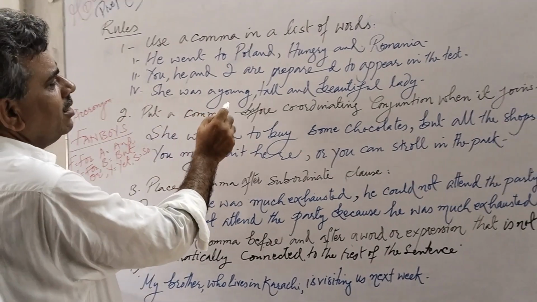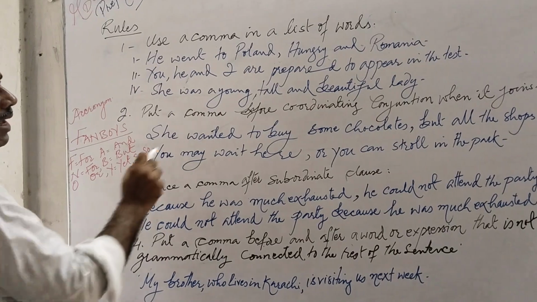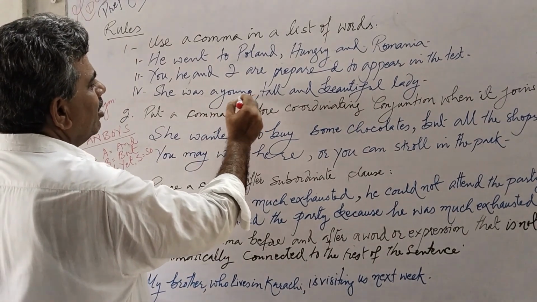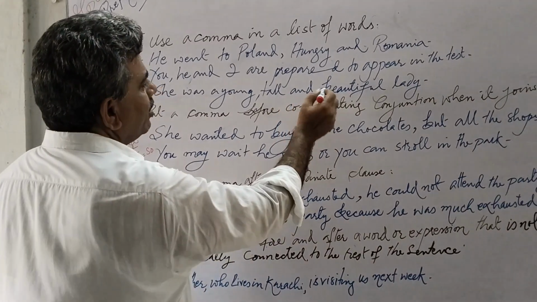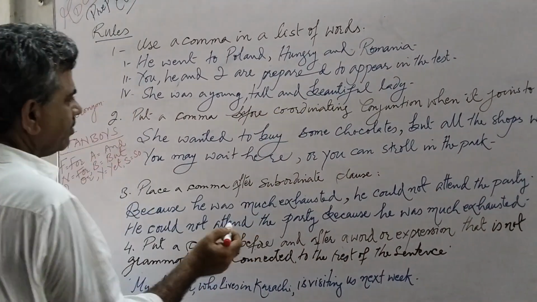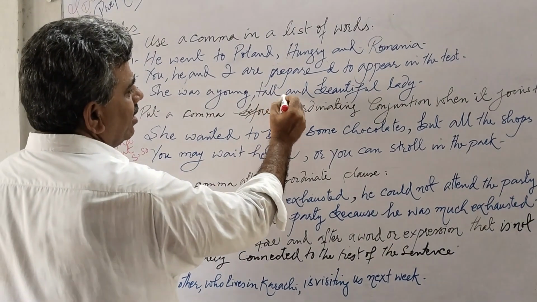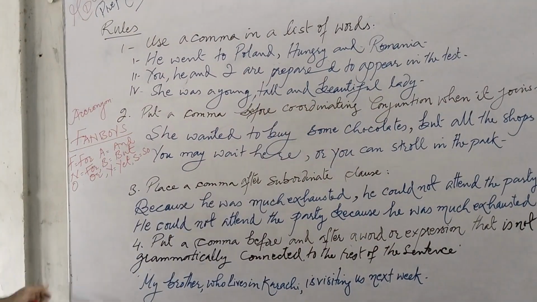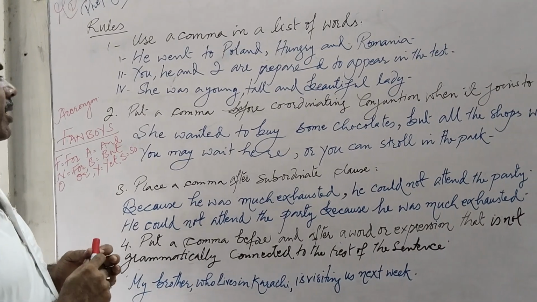She was a young, tall, and beautiful lady. Likewise, I have put a comma between young and tall, and between tall and beautiful there is and. As I already told you, in American English we can put a comma here. Now we come to the second rule to use a comma.